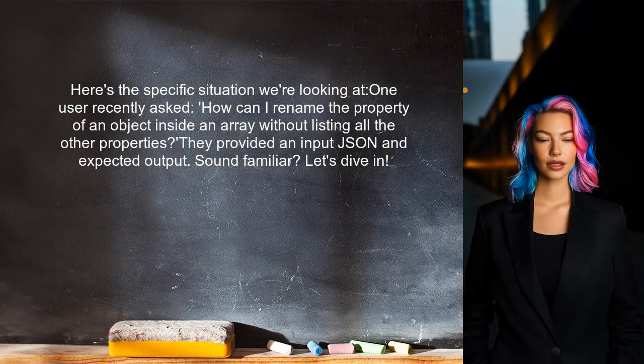Here's the specific situation we're looking at. One user recently asked, how can I rename the property of an object inside an array without listing all the other properties? They provided an input JSON and expected output, but they want a more efficient way to handle it. Sound familiar? Let's dive into this together.